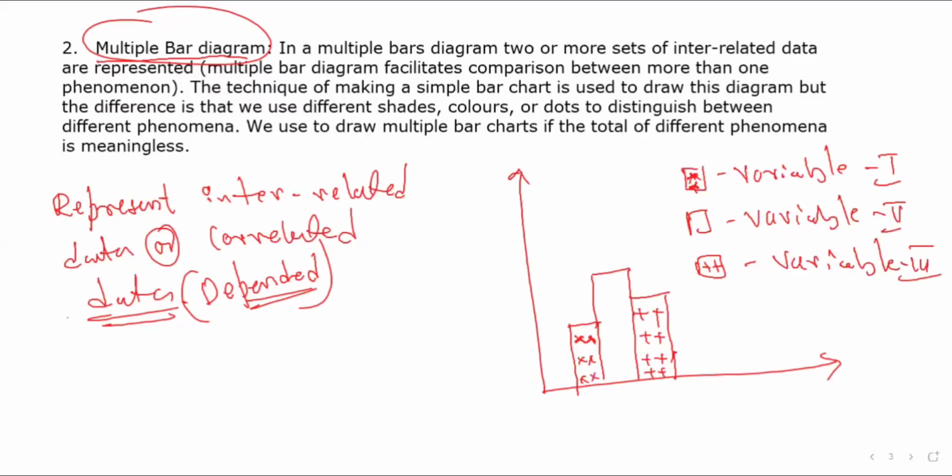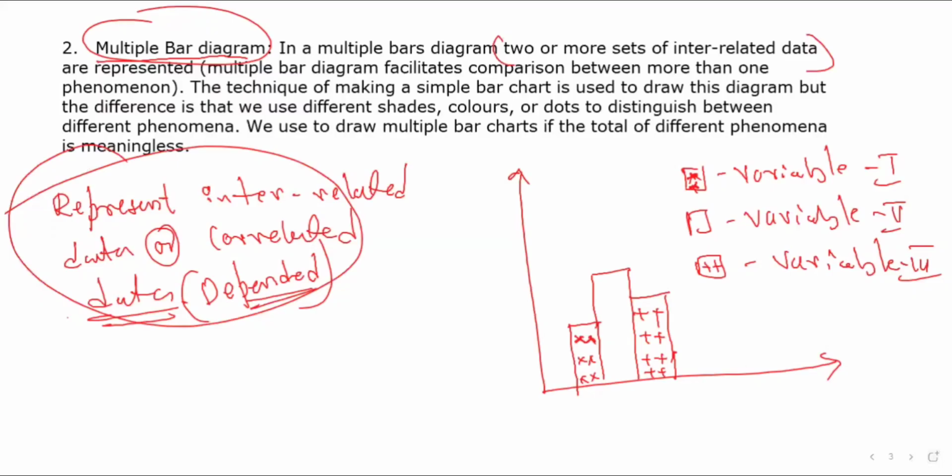Is it clear? So this is the multiple bar diagram. The name itself says why we need it: to represent two or more sets of interrelated data. Interrelated data means correlated data, for example, imports and exports. Then in the medical or biostatistics field, pulse rate and heartbeat. These are interrelated variables. To represent such interrelated or dependent variables, we require a multiple bar diagram.